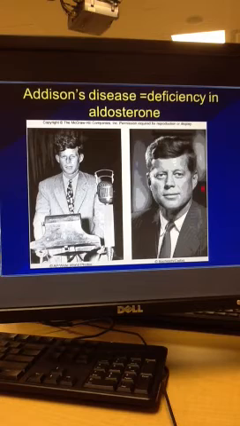This is John F. Kennedy. On the left, it was when he graduated from Harvard. Did you go to Harvard or Yale? At any rate, one of those uppity schools.